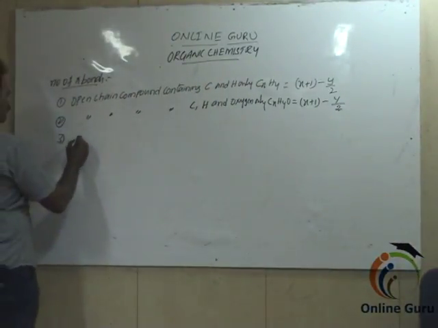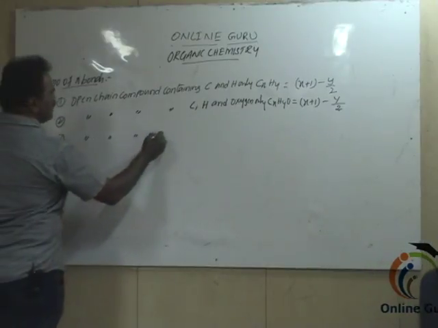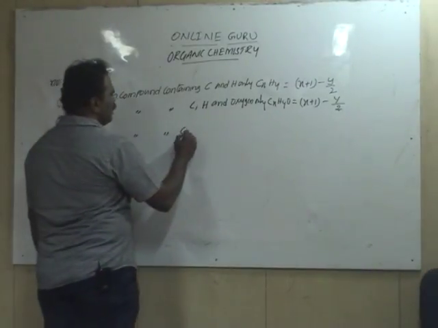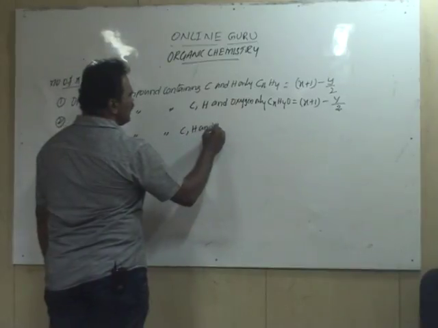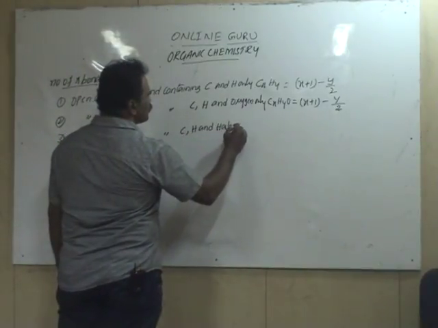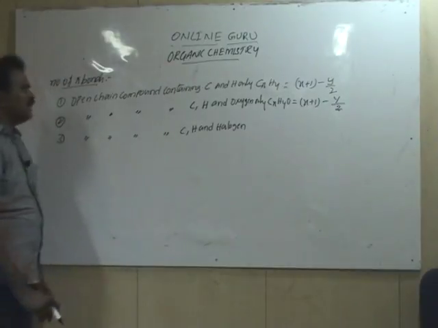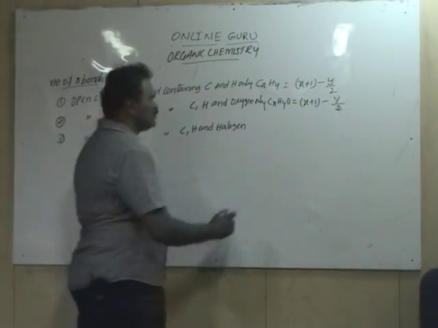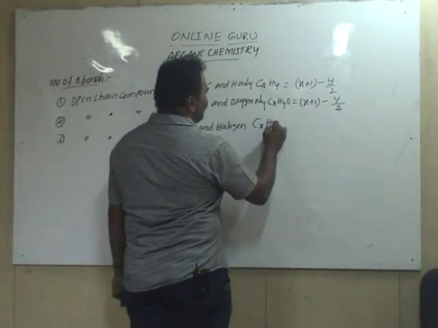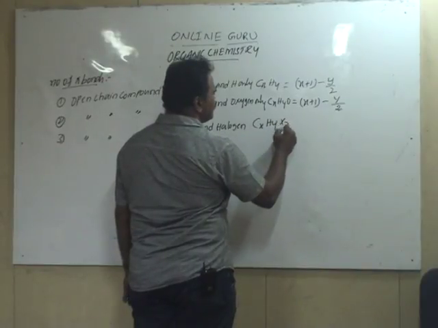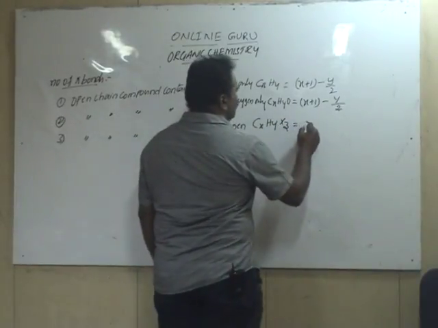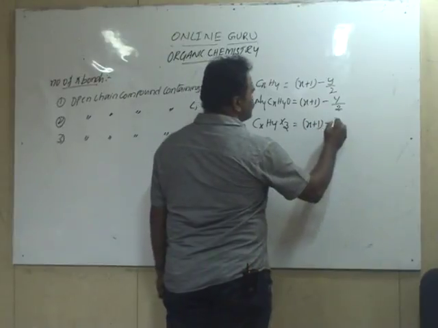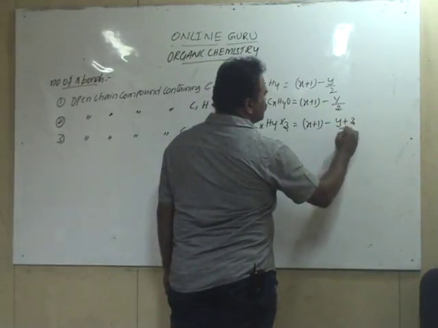Third one, open chain compound containing carbon, hydrogen and halogen, CxHyXz (z small). The number of pi bonds equals x plus 1 minus y plus z by 2.